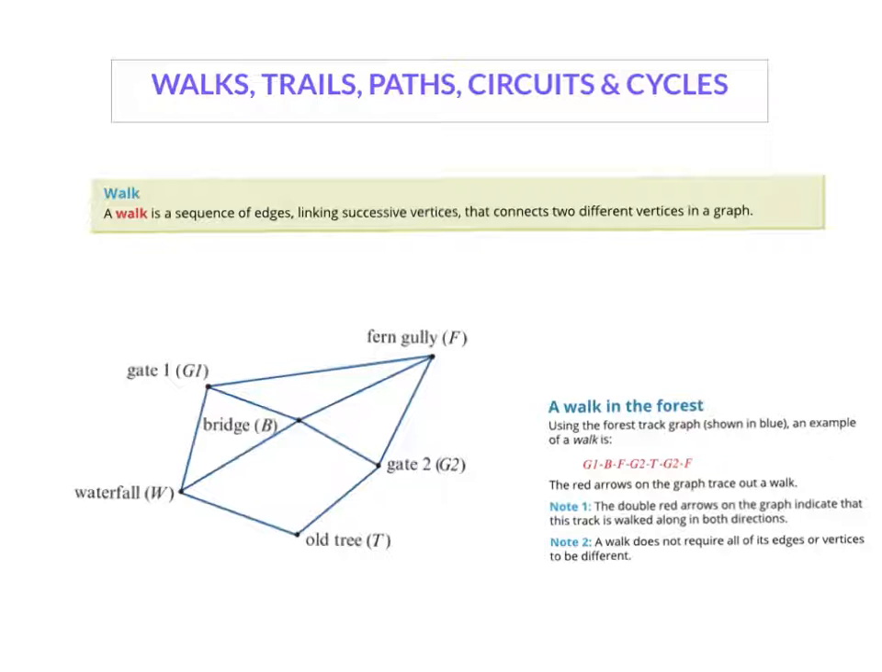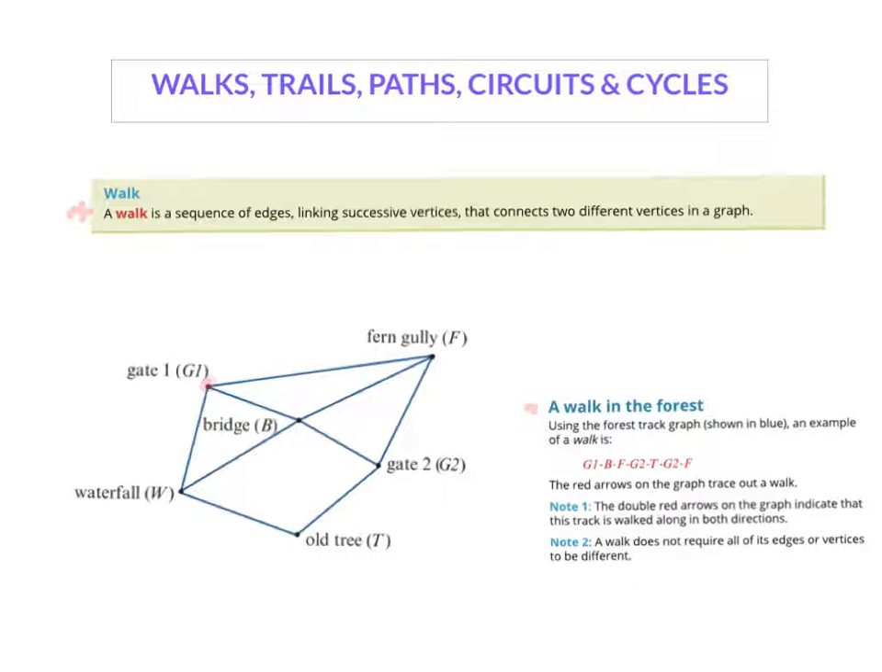So the first one we're going to look at is a walk. A walk is a sequence of edges linking successive vertices that connects two different vertices in a graph. It means you walk to the next vertex without skipping any. Here it says a walk in the forest. Using the forest track shown in blue, there are going to be many examples of walks, but they've given you one and we're going to do it in red.